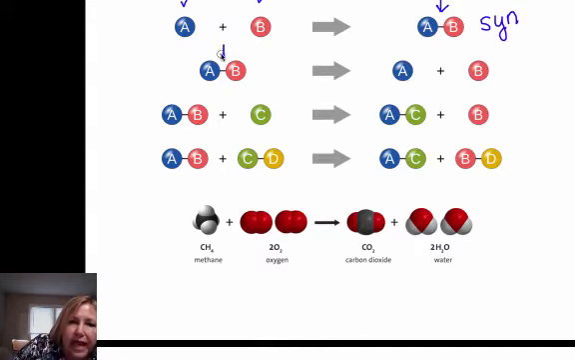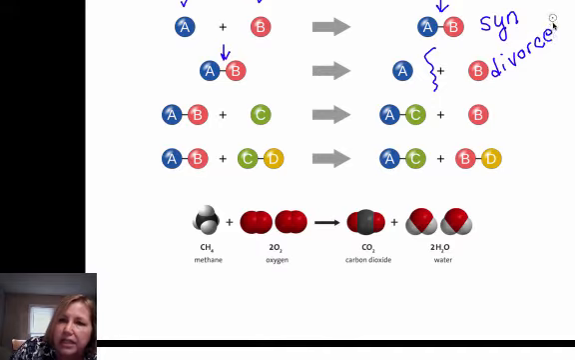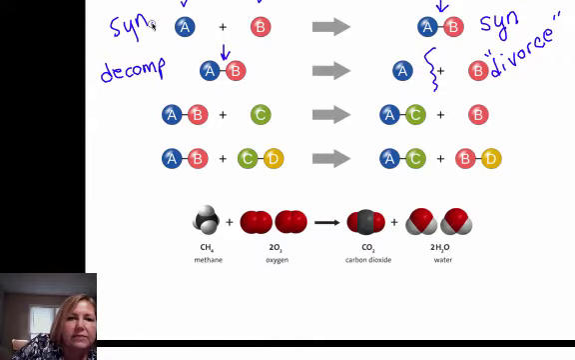And so 2 becoming 1 is like a marriage or a synthesis. In this case, we have a bond, and that bond was broken. And when the bond is broken, we call that, as an analogy, a divorce. And so that would be our decomp. So this would be our synthesis. Now, in both of these, we have 2 and 2.